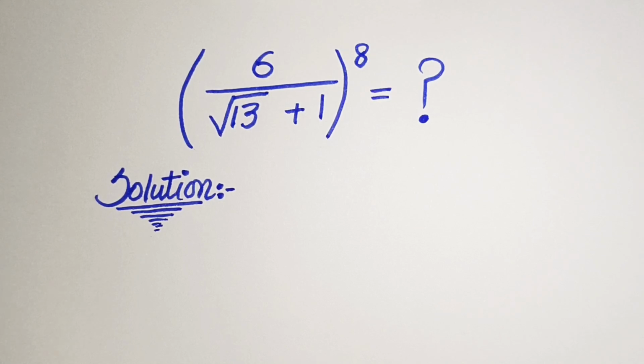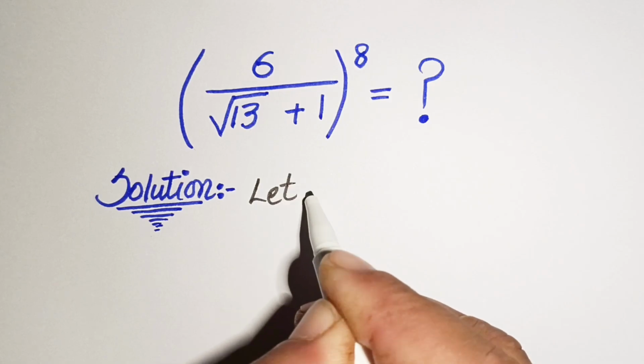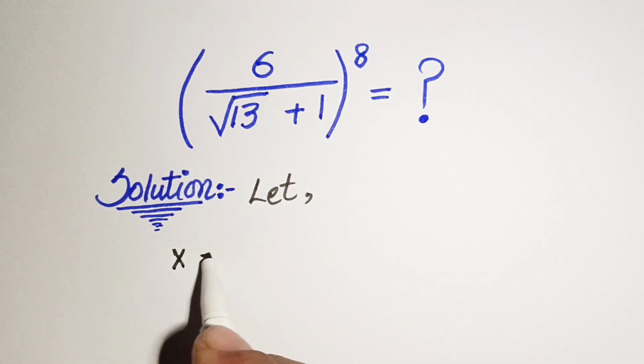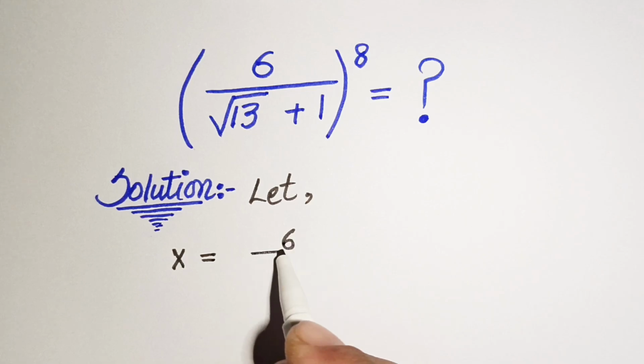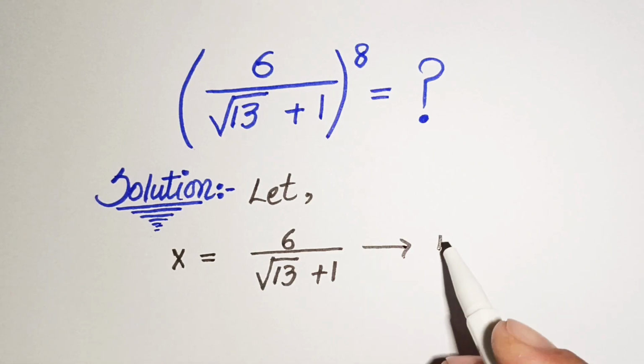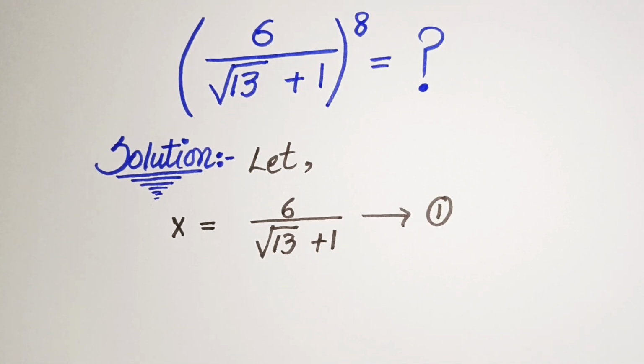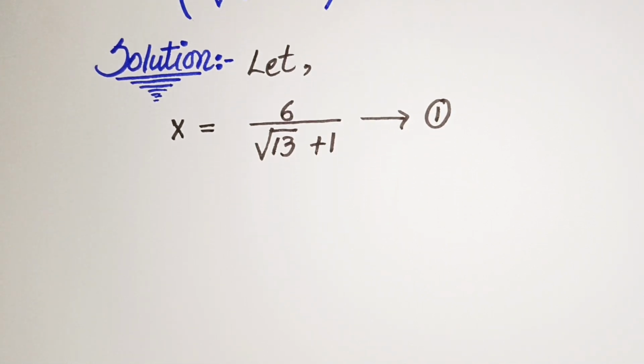Today we have a nice simplification problem: 6 over square root of 13 plus 1, whole to the power 8. So we have to simplify this. Now let us consider x is equal to this one, that is 6 divided by square root of 13 plus 1. Let's suppose it is our equation 1. We have just supposed that x is equal to 6 over square root of 13 plus 1.